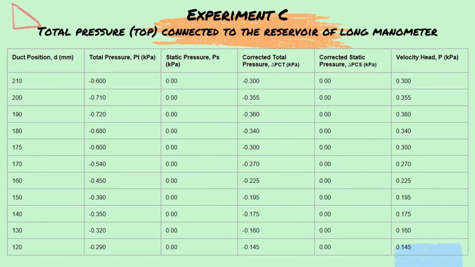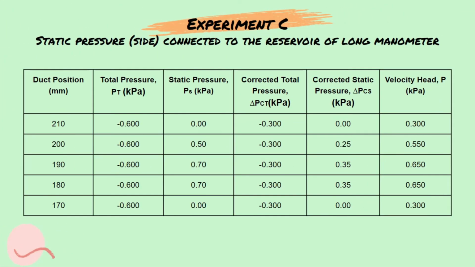In experiment C, the velocity head values are obtained by using total pressure to subtract the static pressure. Then, the results and data are tabulated as shown. We have the table of total pressure from the top connected to the reservoir of long manometer and static pressure from the side connected to the reservoir of the long manometer.